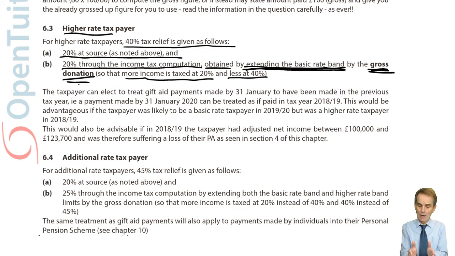It would mean that for the higher rate band, I'm moving income out of higher rate back into basic rate, and for the higher rate band limit of 150, I'm moving income out of the 45% band back into the 40% band. That's the effect. So all I've got to do is establish the gross figures of either or both of those payments, gross gift aid, gross personal pension contribution, and extend the basic rate band limit and the higher rate band limit, if necessary, by those gross figures. Once done, then I proceed to do my normal tax calculation.